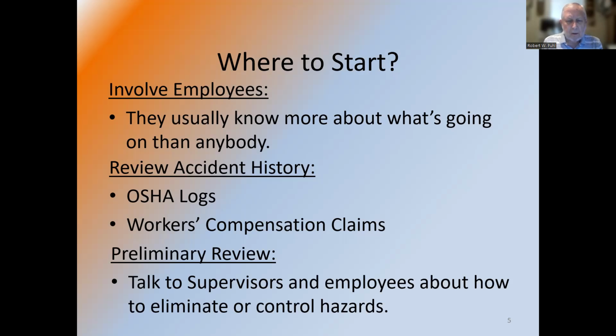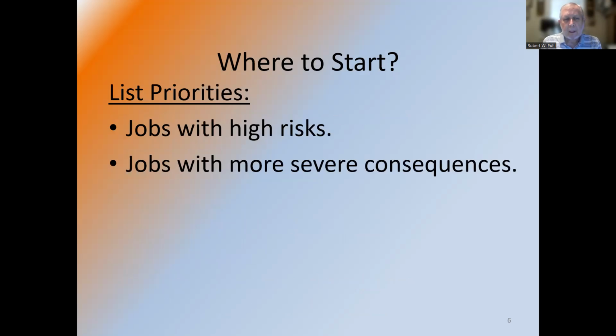Preliminary review: talk to supervisors and employees about how to eliminate and control hazards. Just talk to people. I think you can do that. And then you want to list the priorities. Jobs with the high risks. Again, that's where you'll get this from the analysis you've done.